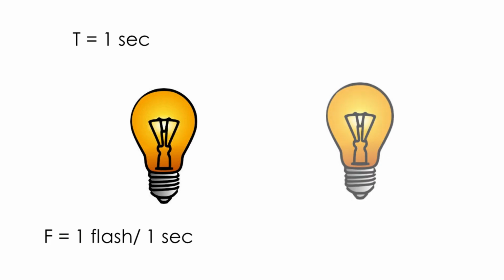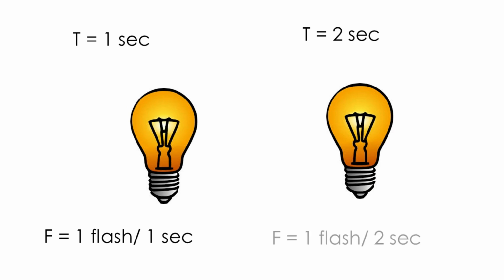As we can observe, bulb B flashes slower compared to bulb A, and bulb B completes one complete wave cycle every 2 seconds, or bulb B flashes every 2 seconds. Therefore, its period is equal to 2 seconds, and its frequency is equal to 1 flash over 2 seconds, that is equal to 0.5 hertz.